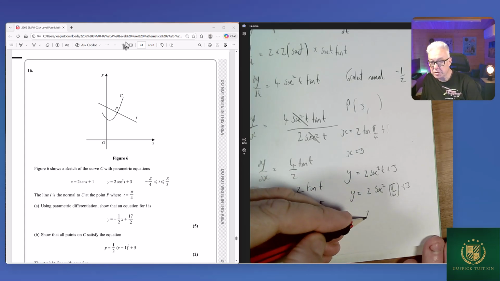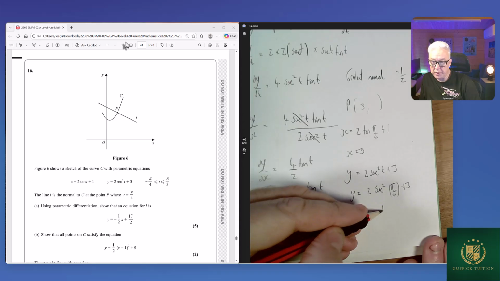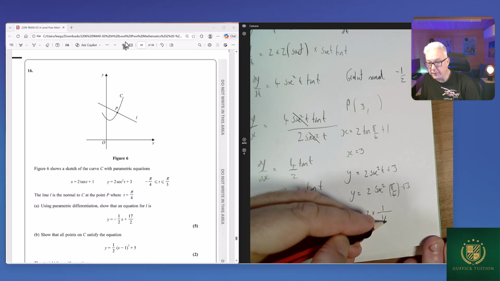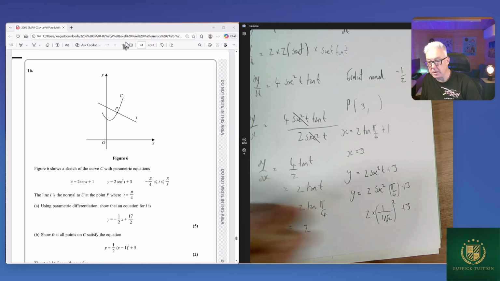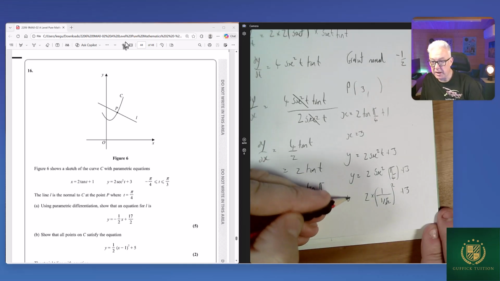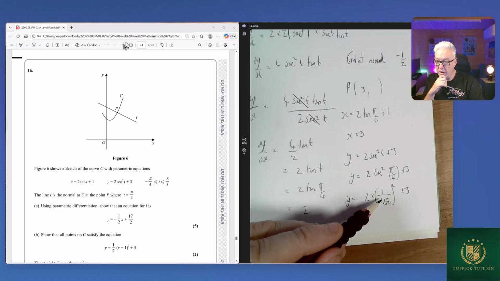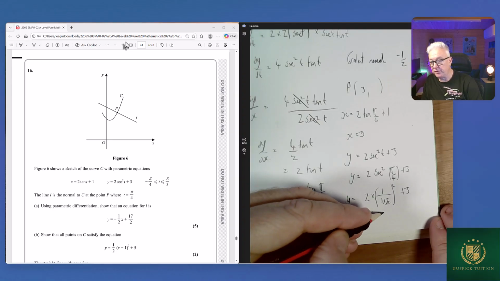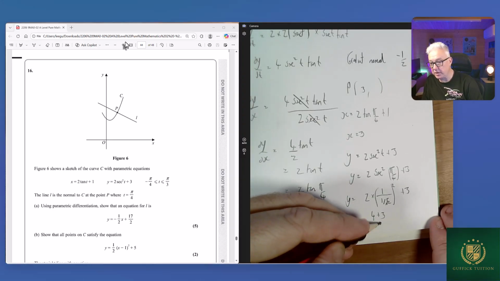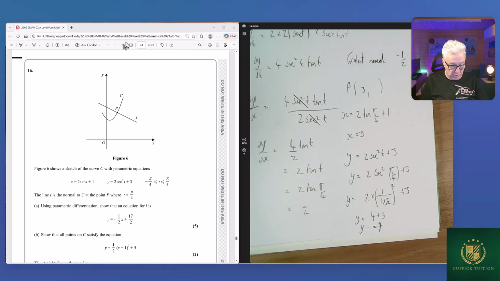So we've got 2 times by 1 over (1 over root 2) squared plus 3. Okay, so what we've got here is 1 over root 2 squared is going to be 1 over a half, and 1 over a half is 2, and 2 times 2 is 4. So that is 4 add 3, so therefore the y value is 7. Okay, so our y value is equal to 7.